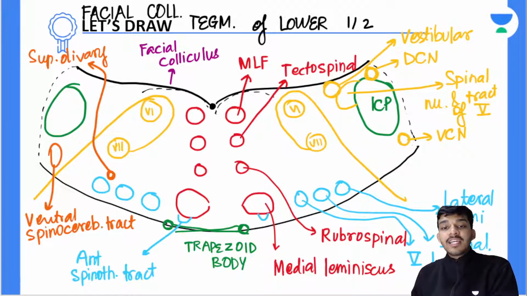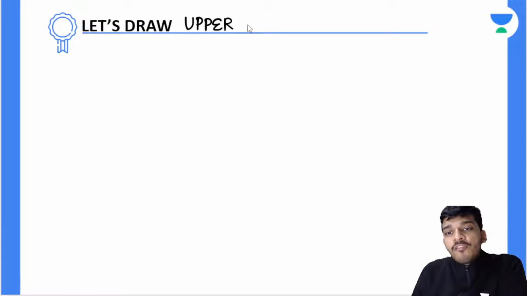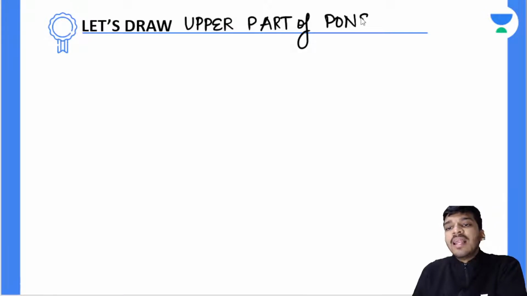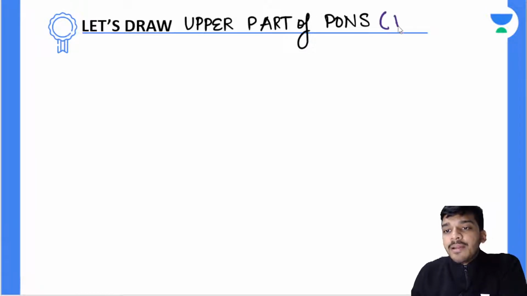Okay? So the next section that we will be drawing will be a similar section. The only difference is that this is now going to be a section at the level of the upper part of pons, also called the section at the level of trigeminal nerve nucleus, the main nucleus of the trigeminal nerve. Any doubt to anyone? So please write at the level of trigeminal nerve.